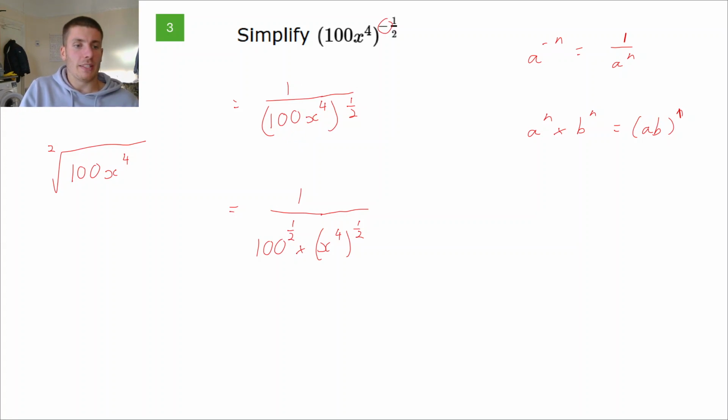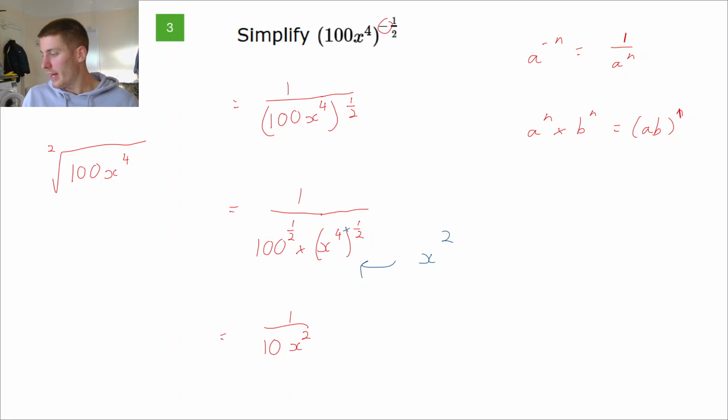Okay, so then we can simplify this a little bit further and say, well, what is 100 to the power of a half? It means the square root of 100, which is 10, so just 1 over 10. And then we've got this part over here, x to the 4 to the power of a half. Timesing those two powers together, 4 times a half is equal to 2, so x squared. So we get 1 over 10 times x squared. And that is my first answer.